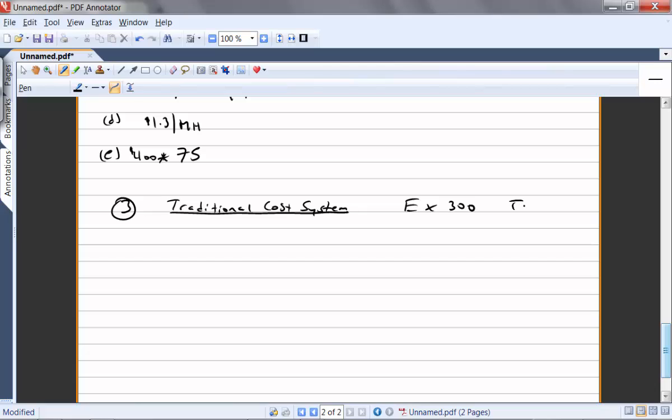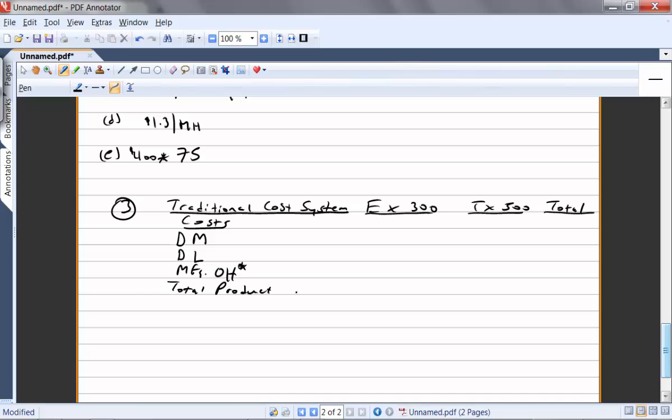I've got E 300, T 500. Running out of room. We need a total column as well over here. Alright, let's do it like this. Direct materials, direct labor. Here's all the costs under the traditional system. Total costs, all of them: DM, DL, manufacturing overhead, and I'll put a star, and total product cost would be the sum of those. And then we have left the SG&A stuff.